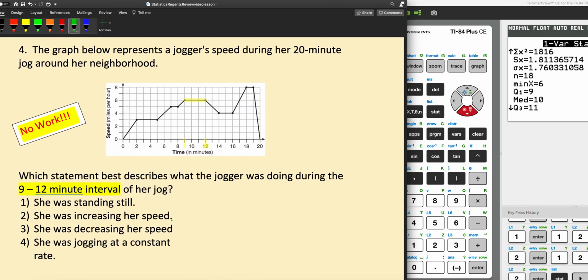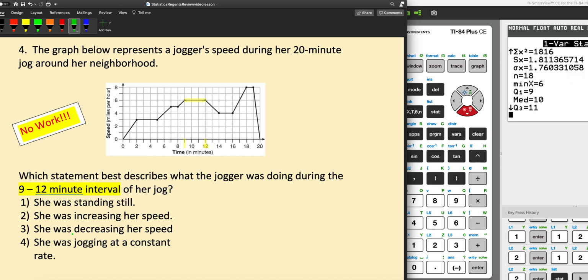All right, guys, this one also has no work. You just have to read the graph carefully. It says the graph below represents a jogger's speed during her 20-minute jog around the neighborhood. Which statement best describes what the jogger was doing during the 9 to 12 minute interval of her jog?